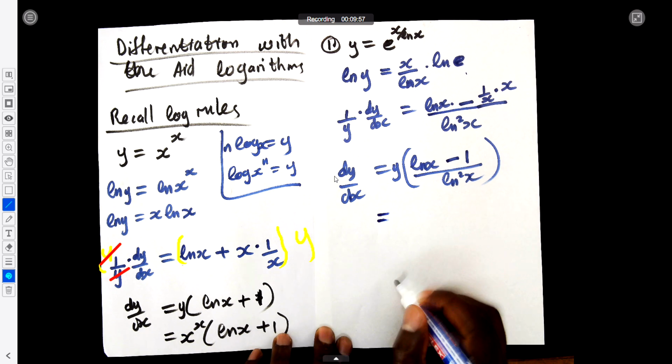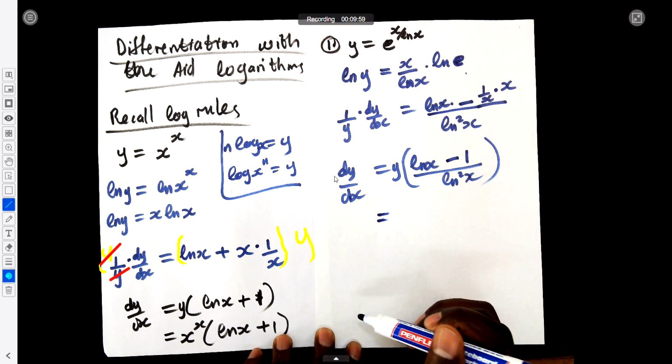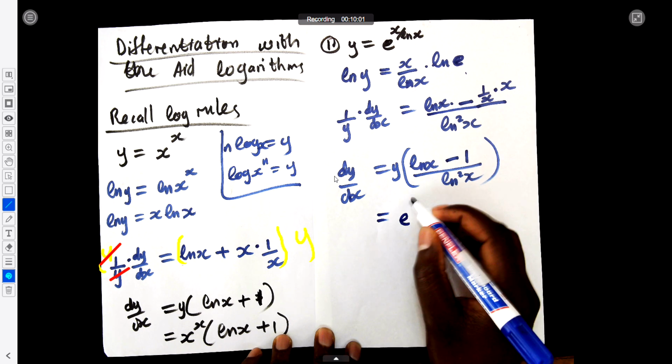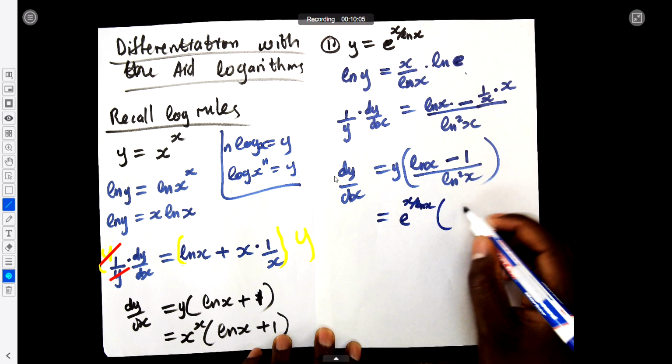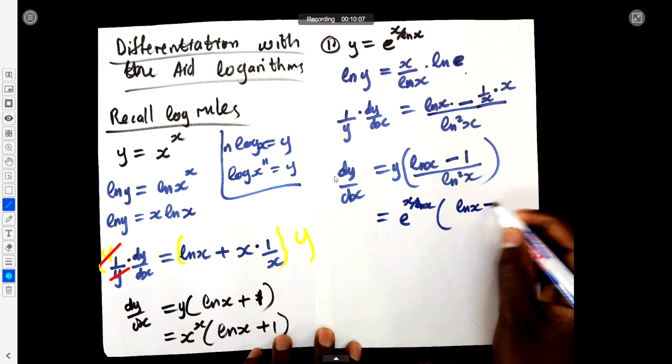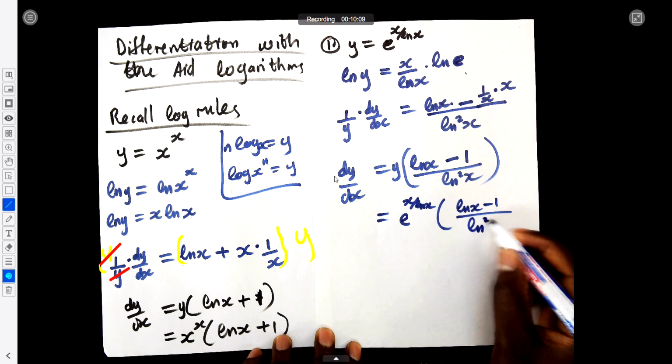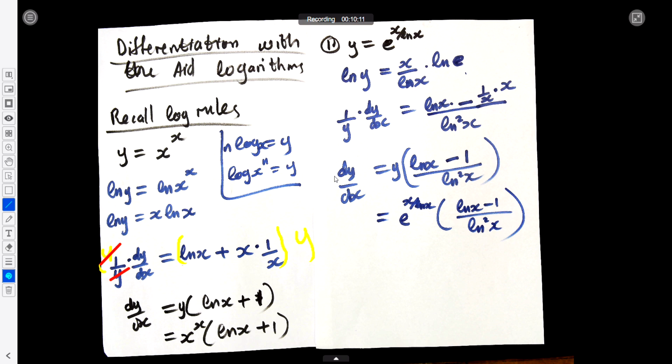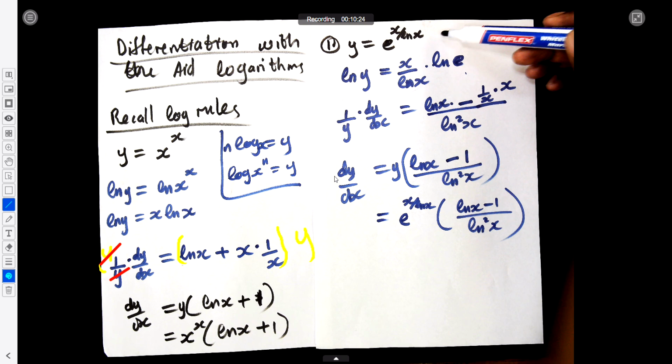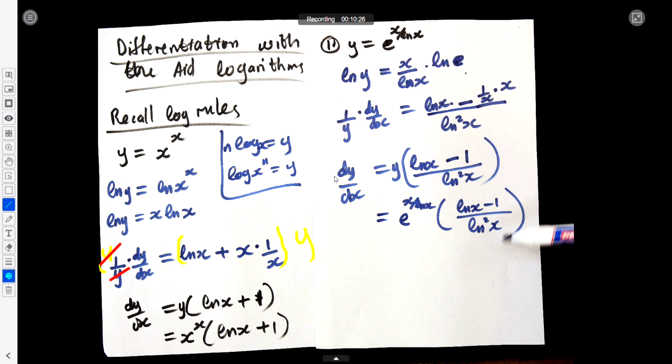And from there, substitute back the value of y. So we said y is equal to e to the power of x over ln x. In bracket, we have ln x minus 1, all divided by ln squared x, close short. So we're done differentiating using natural logs with the aid of logs. But even if you were using the laws of exponents, initially at the end you still have to get this.